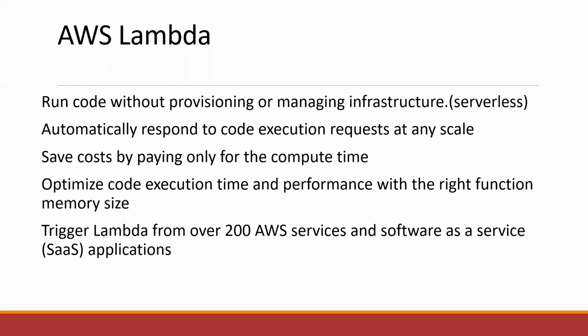So first of all, AWS Lambda runs code without provisioning or managing infrastructure, that is, it is serverless. Automatically, it responds to code execution requests at any scale. Moreover, it saves cost by paying only for the compute time. It also optimizes the code execution time and improves performance with the right function memory size. We can trigger Lambda from over 200 AWS services and software as a service applications. So these are the major benefits of using AWS Lambda.